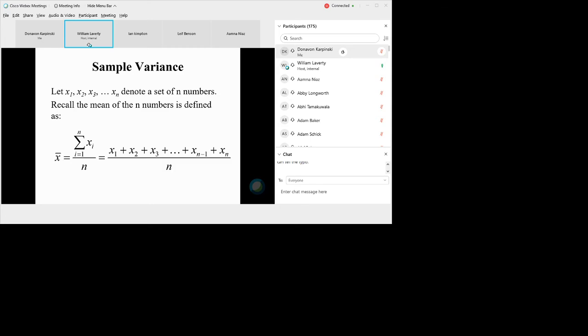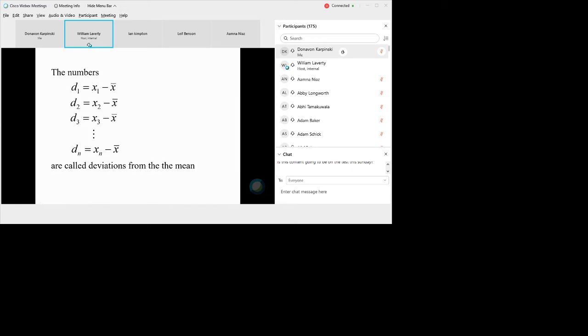The sample variance. Recall that when we're computing the mean, we add the numbers up and divide by n. The observations minus the mean are called the deviations from it. Some of these will be positive. That'll be true if the observation is above X bar. Some of them will be negative. That'll be true if they're below X bar. In fact, if you add up the negatives and the positives, the sum of the d_i works out to be 0.